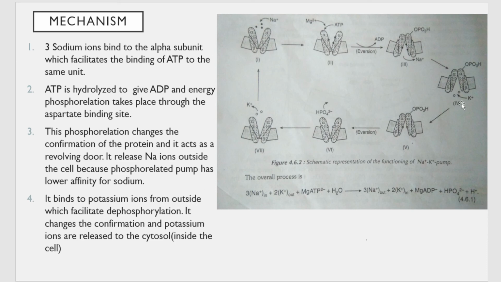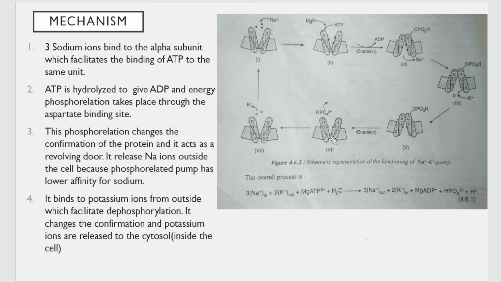Because of potassium ions binding, there is dephosphorylation. That is, the phosphate group which was initially bound to the organic molecule is now leaving that organic molecule, which is nothing but dephosphorylation, the complete opposite of phosphorylation. So because of dephosphorylation, once again there is a change in conformation like this. There is a revolving of that door again to come back to its original conformation.